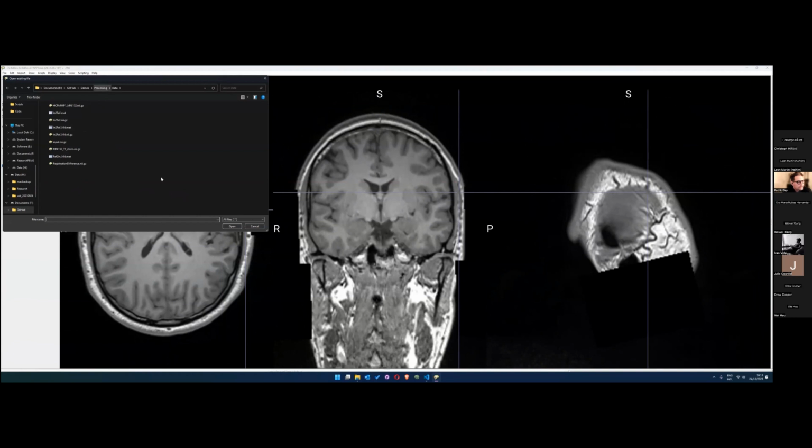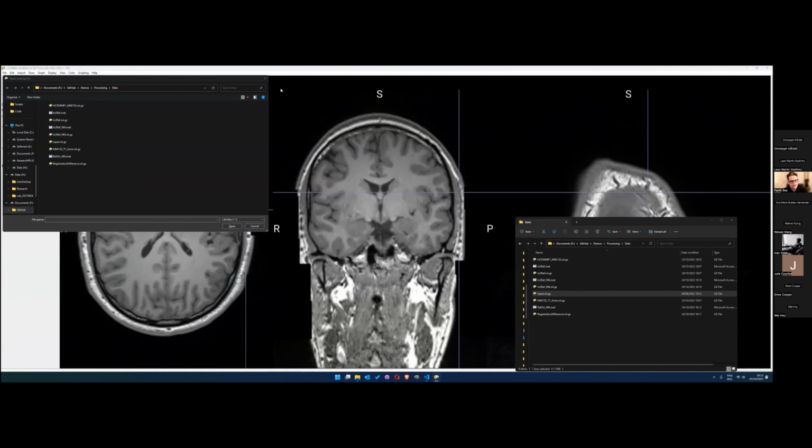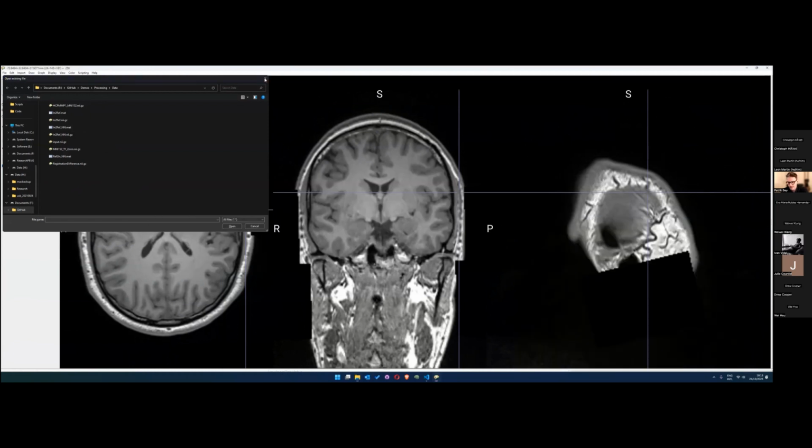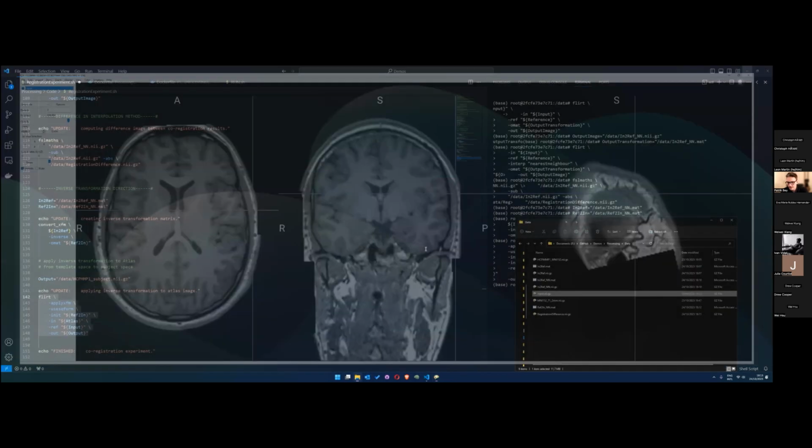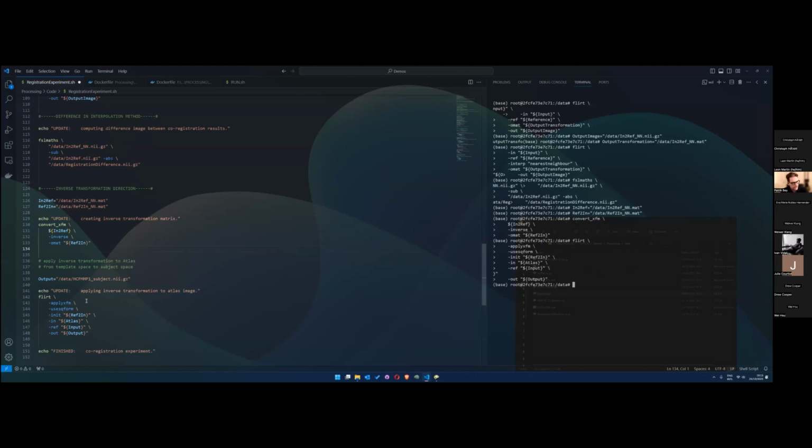Where is that atlas? Should be HCP subject. Was it not created? Here, let me check if there's something I did. Oh yeah, I did something wrong. I did not define the variable to save it. There we go.